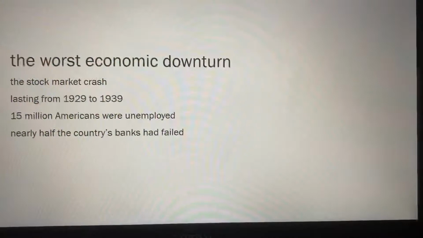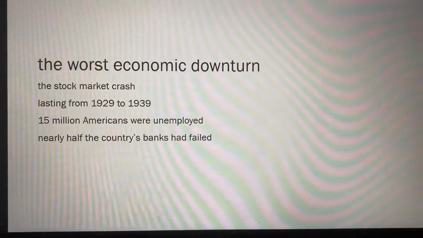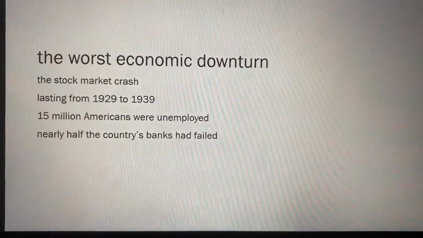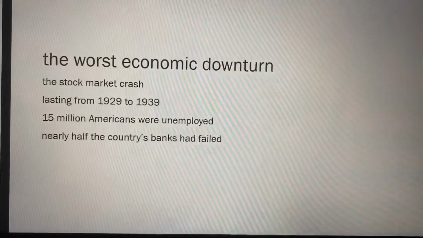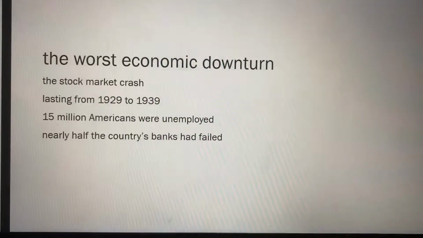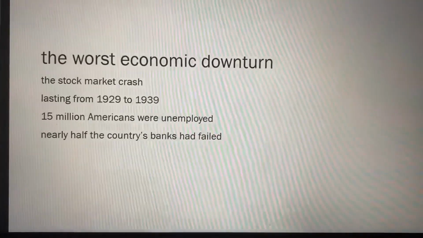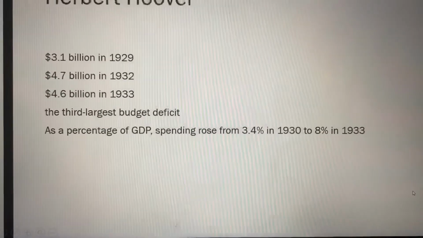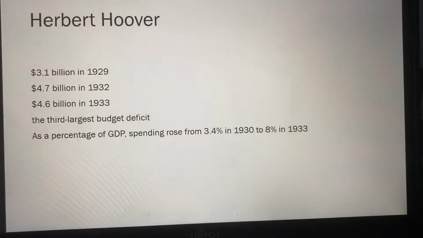The Great Depression is usually known as the worst economic downturn, and it started because the stock market crashed. It lasted from 1929 to 1939, for 10 years. During this period, 15 million Americans were unemployed, and nearly half of the country's banks had failed. There are two important presidents involved in this event.